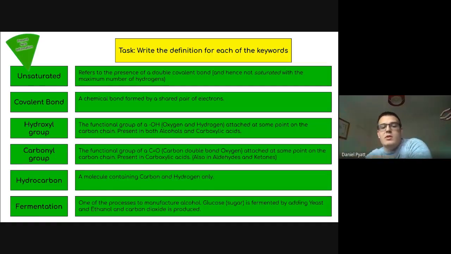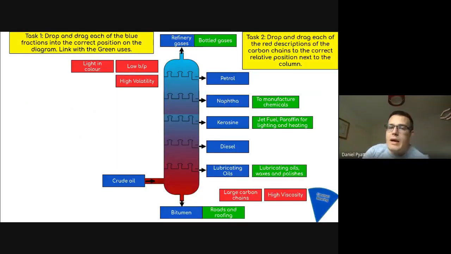So the fact you can only produce alcohol up to about 14% is because the yeast becomes denatured, because the pH increases, and so on and so forth. Okay, so next you were asked to organize the information around the fractionating column. So here is one I did earlier, in true Blue Peter fashion, just to save a bit of time.